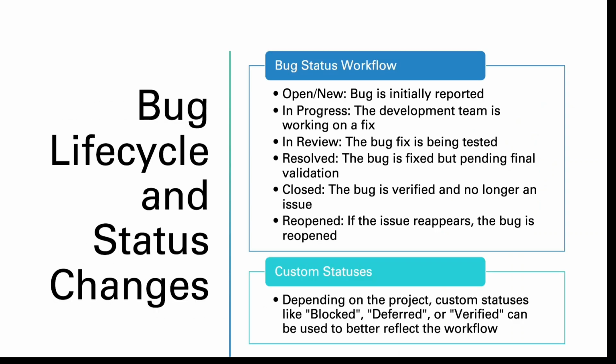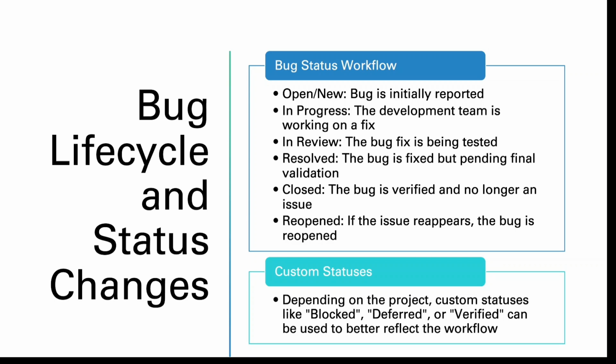Now we also need to track the bug lifecycle and status changes. Suppose a bug has been initialized, created or reported, so it comes under the new status. If the development team is working on that bug, then it comes under the in progress status. If that bug has been reviewed by the testing team, developer or lead tester, it should be in review status. Then if it is resolved, it has the resolved status.